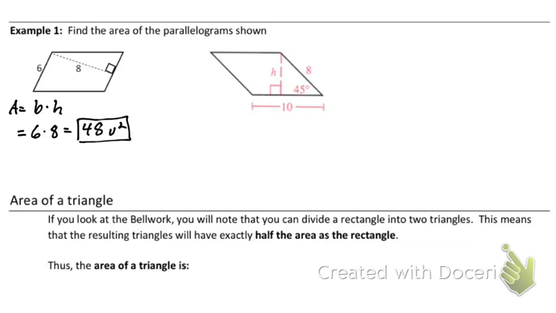All right, the next one we have to do a little bit more work. I need to find the height of it. Well, it's a 45-degree triangle, so that's going to be nice and helpful. It's a 45-45-90 triangle where I have a hypotenuse of 8. How do I list the sides of a 45-degree triangle?